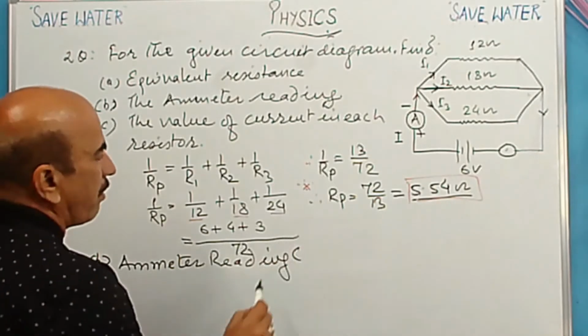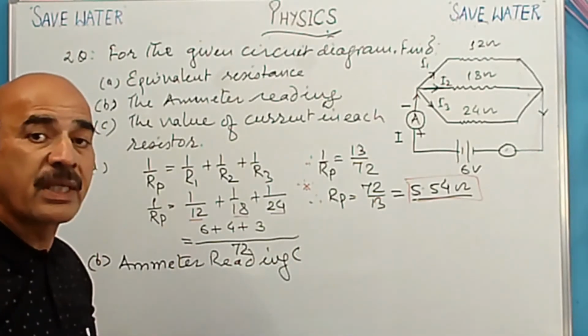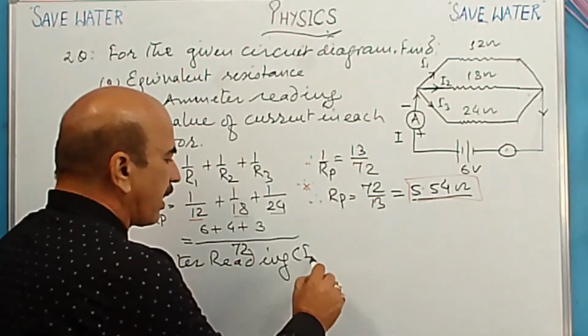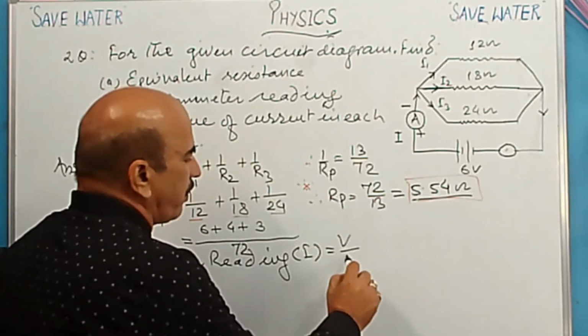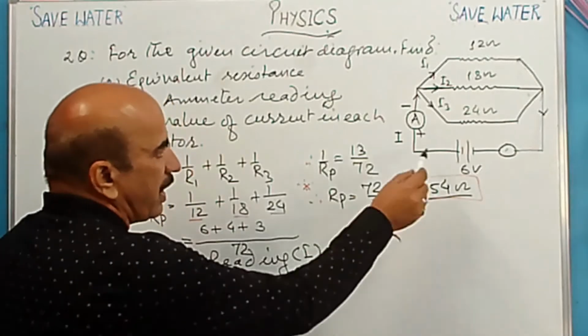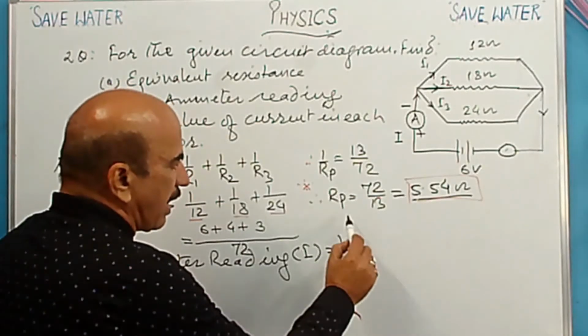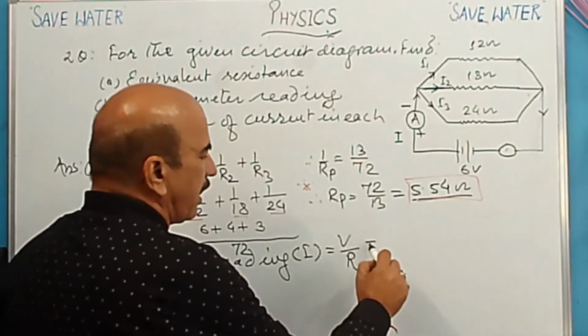Ammeter reading. हमको current find करना है ना? Ammeter reading means current. So ammeter reading current हमारा I होगा and this is equal to V upon R. So V is given 6 volt, R हमने निकाल लिया, this is RP. So here it will be how much?